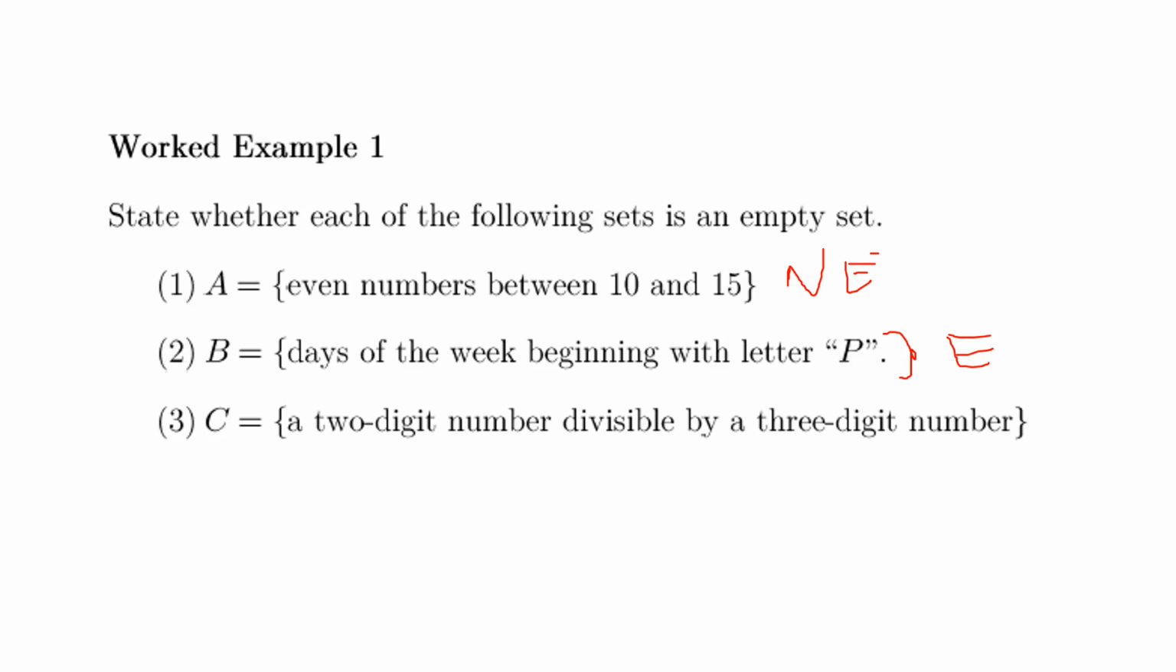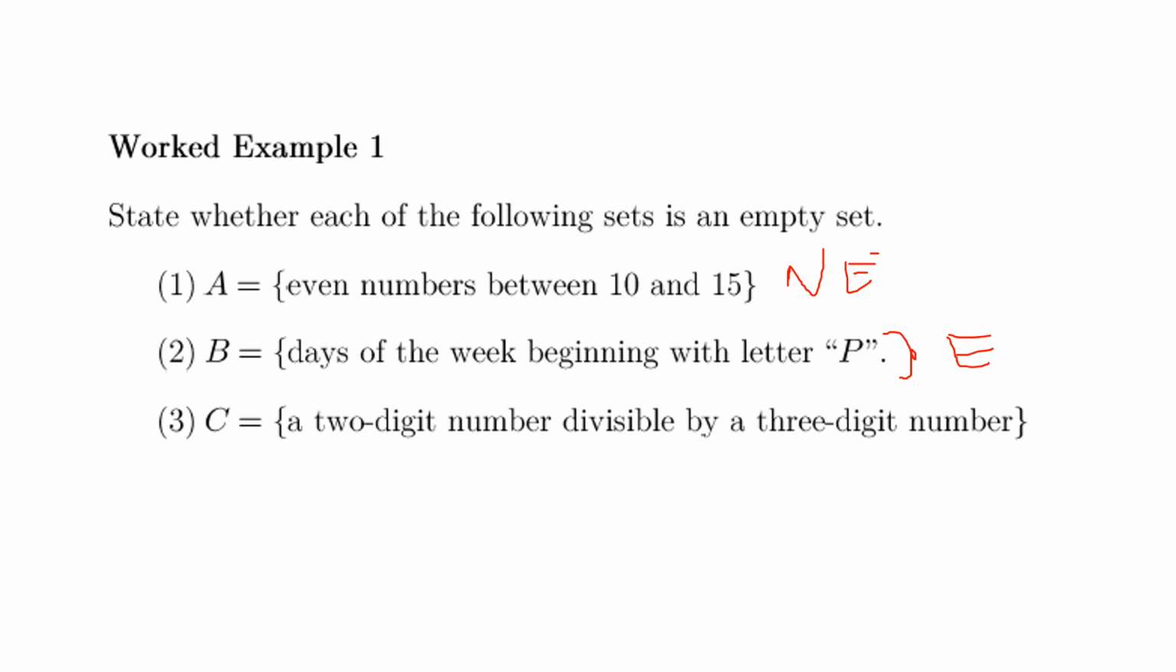Number 3, we have a 2-digit number divisible by a 3-digit number. What this tells us is, can we find any 2-digit number such that when we divide it by a 3-digit number, the result is a whole number? The word divisible talks about when you divide a number by another number, the result is a whole number. So that's what you call divisibility.